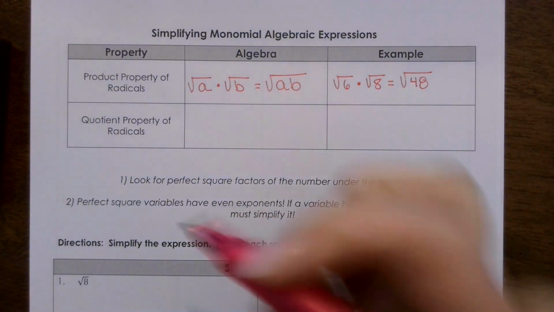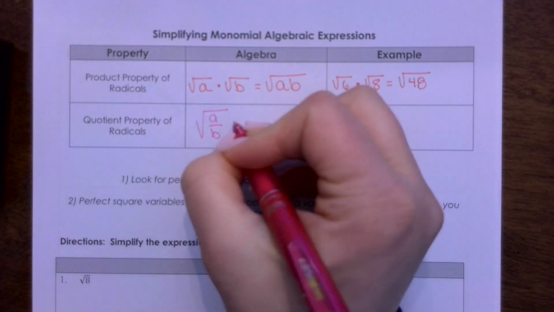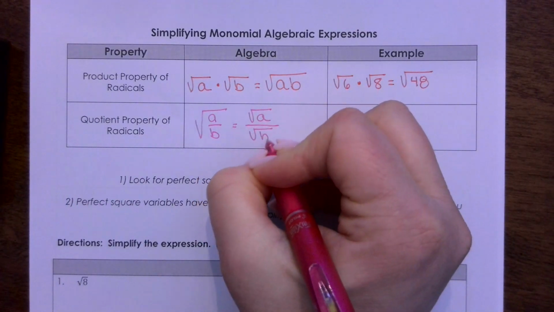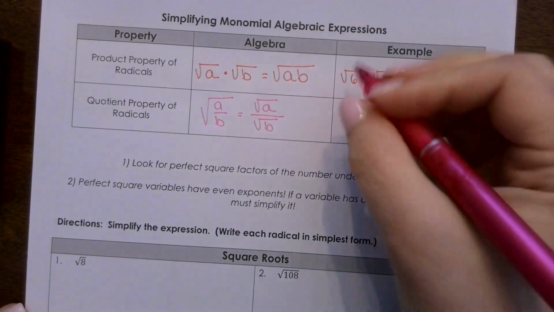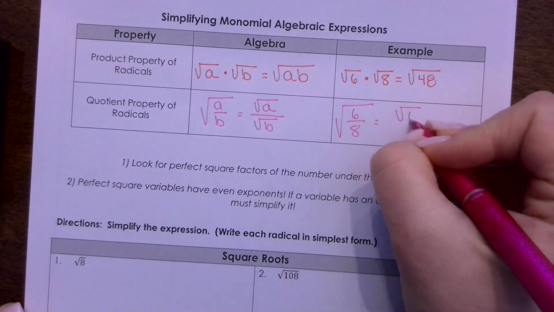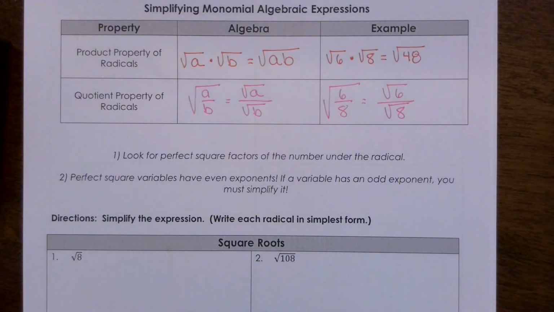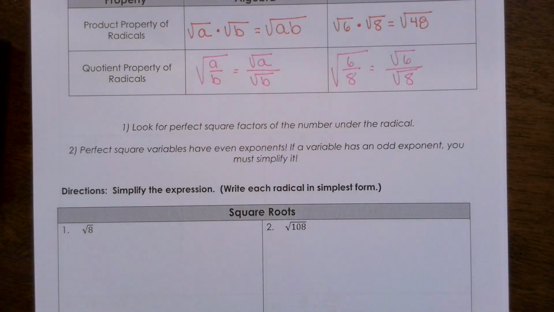The quotient property of radicals says that if I have the square root of a over the square root of b, that equals the square root of a in the numerator over the square root of b in the denominator. With numbers, using my same 6 and 8, this would equal the square root of 6 over the square root of 8. These properties become really helpful because they allow me to simplify my non-perfect squares. Let's take a look at what that looks like with some examples.